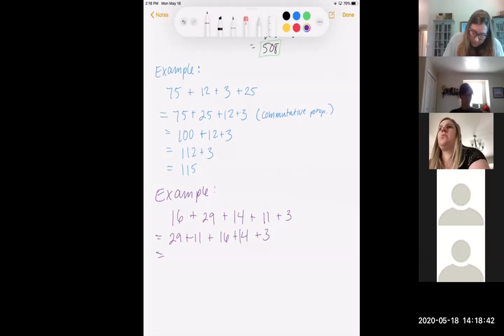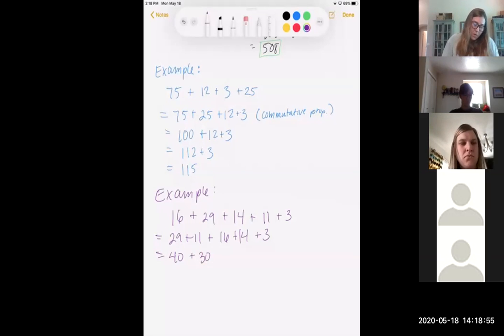Okay, so then I did 29 plus 11 is 40. And then 16 plus 14 is 30. And then I just brought the 3 down because I didn't do anything with that yet. And then I did 4 plus 4 is 8 minus 1 for the near doubles, because 3 tens is not 4 tens. Okay, 7. Good.